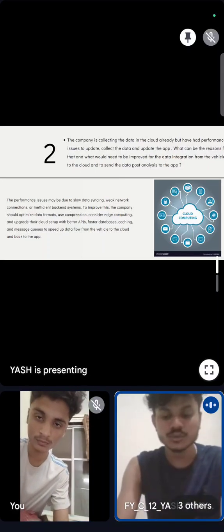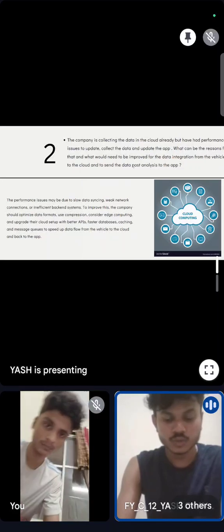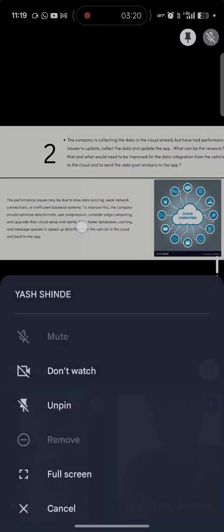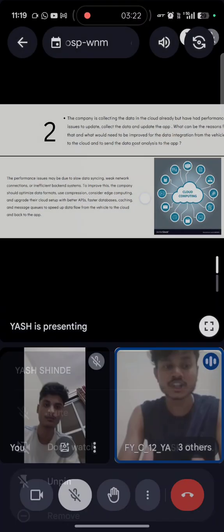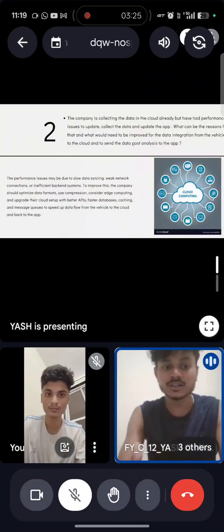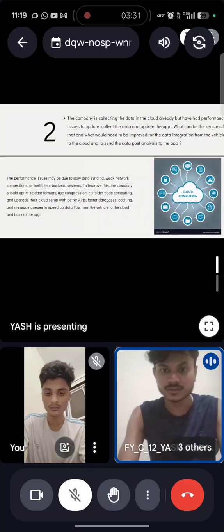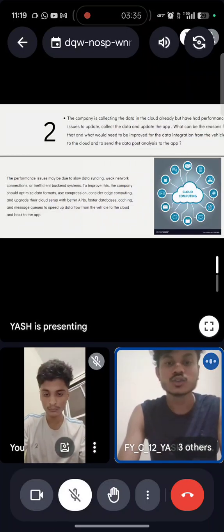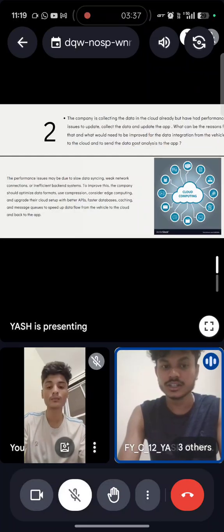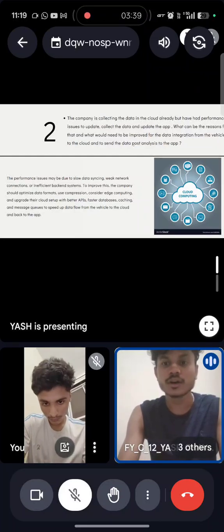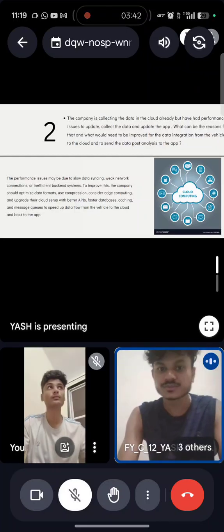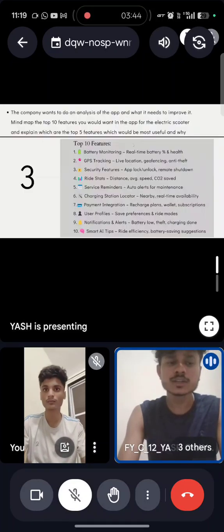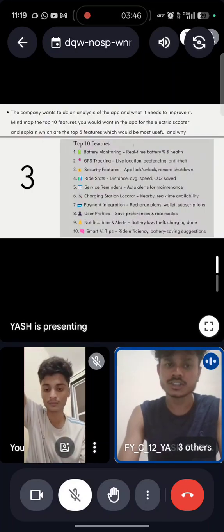So to improve this, the company's data should be optimized in a clear format, and they should consider edge computing and upgrade their cloud setup and base APIs for this. Basically, we are facing a lot of data storage and data cloudness in the system. So we are taking this into the discussion of making the product reliable and optimized. Next slide. Explained by Yash Shinde.